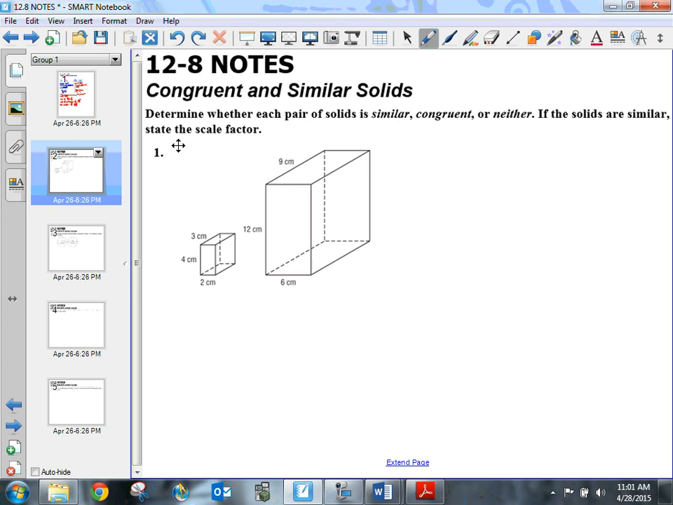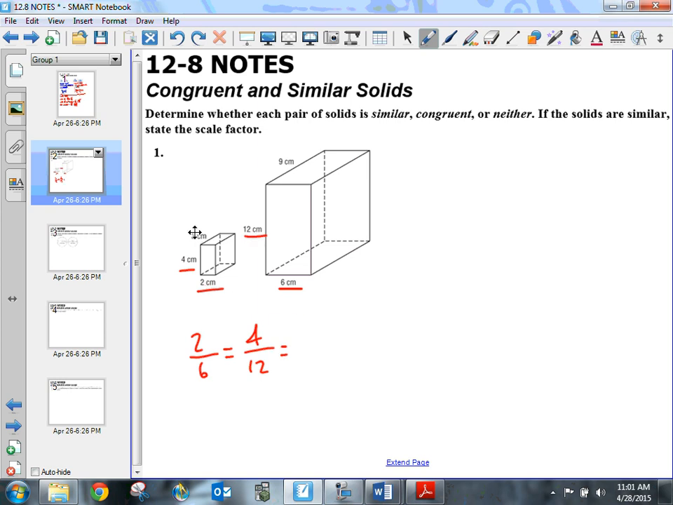Let's put this into practice. Number 1 tells us to determine whether each pair of solids is similar, congruent, or neither. If the solids are similar, then state the scale factor. I want to look at the corresponding sides. I'm going to look at 2 centimeters and 6 centimeters and divide those: 2 over 6. Is that equal to this height divided by that height? So I take 4 and divide it by 12.